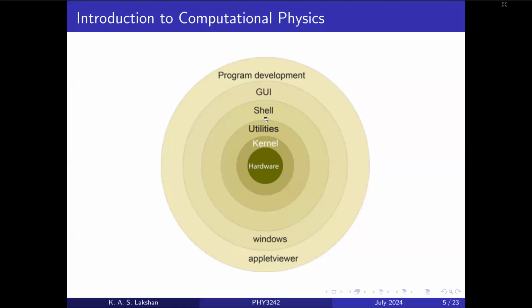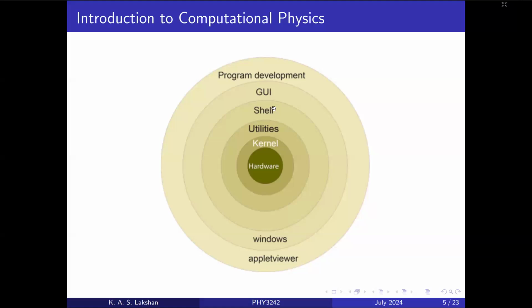So when we are writing and running a computer program, we need to use the shell to communicate with the computer and the high-level languages. So what are high-level languages? We have Python, Java, Fortran, C. Likewise, we have high-level languages. So in order to communicate with the computer and these high-level languages, we need a shell.